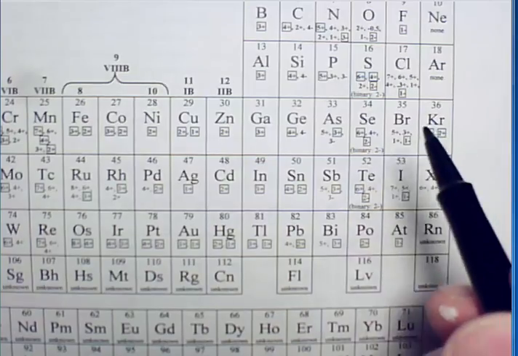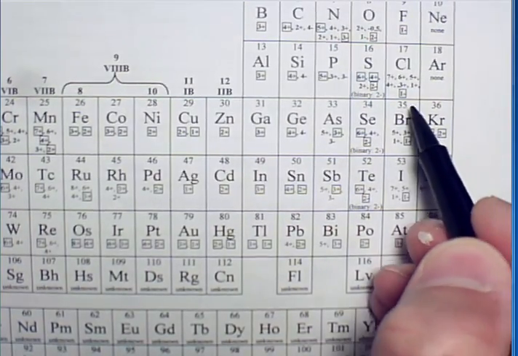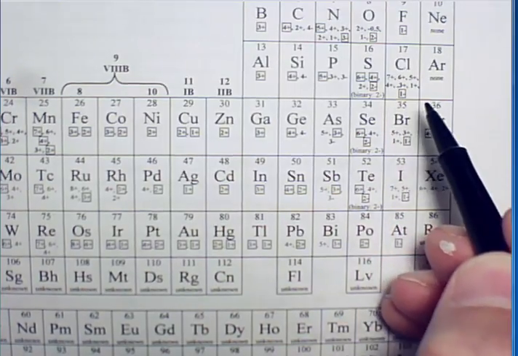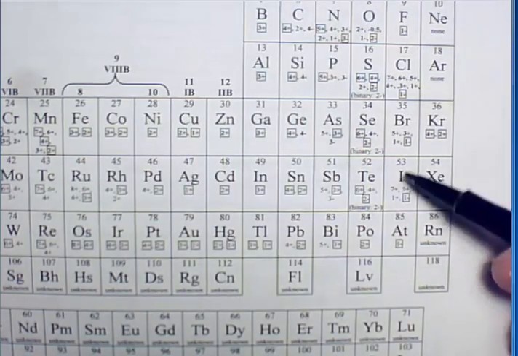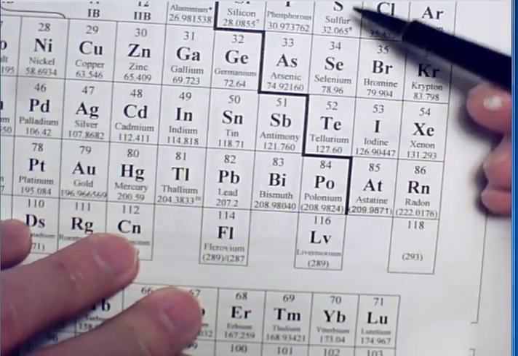Like chlorine has 7 common oxidation numbers, but the most common of the common charges is a 1 negative. In a binary compound, that is 2 elements bonded together, these elements right here are going to have a 1 negative charge every time.